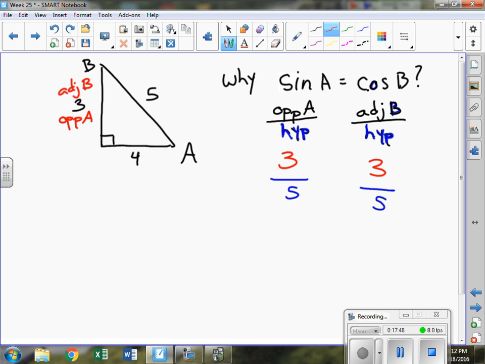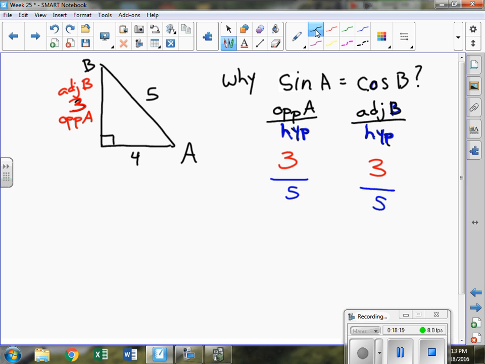This is why the cofunction theorem works. We have two different names for the same side. It's similar to saying Mr. Gartner and the Newtown High School principal. It's two different names for the same person. That's what's going on here. Opposite of A, adjacent to B, two different names for the same side length, in this picture, 3. That's what we need to write up.